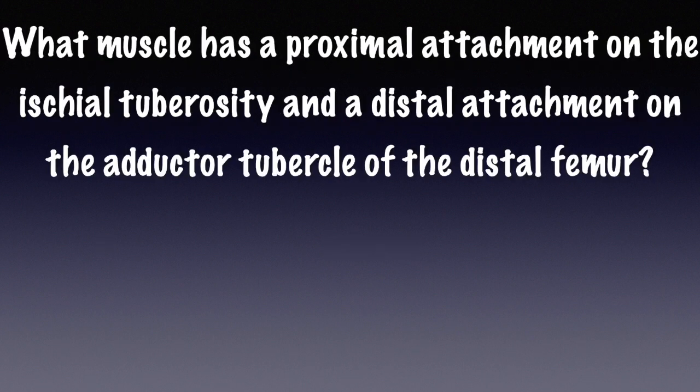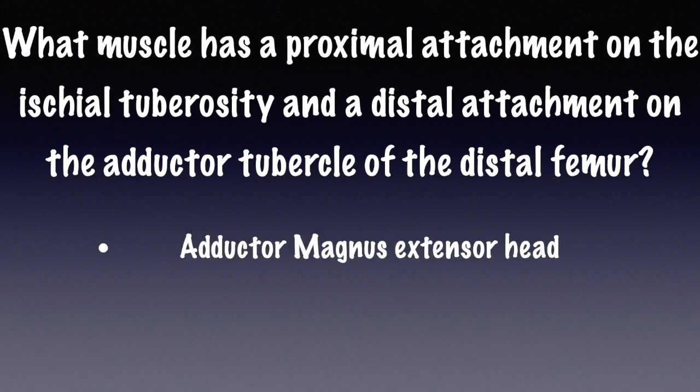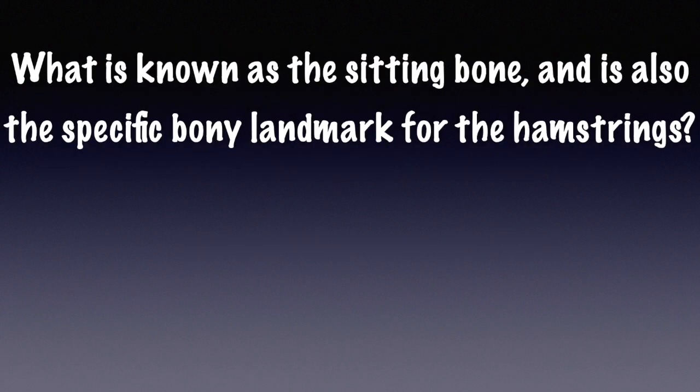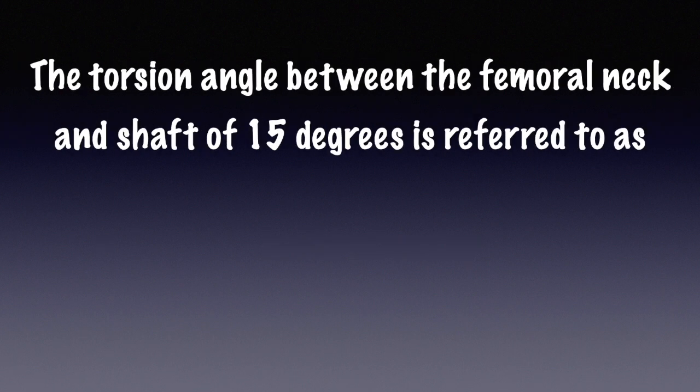What muscle has a proximal attachment on the ischial tuberosity and a distal attachment on the adductor tubercle of the distal femur? Adductor magnus extensor head. What is known as the sitting bone, and is also the specific bony landmark for the hamstrings? Ischial tuberosity. The torsion angle between the femoral neck and shaft of 15 degrees is referred to as normal anteversion.